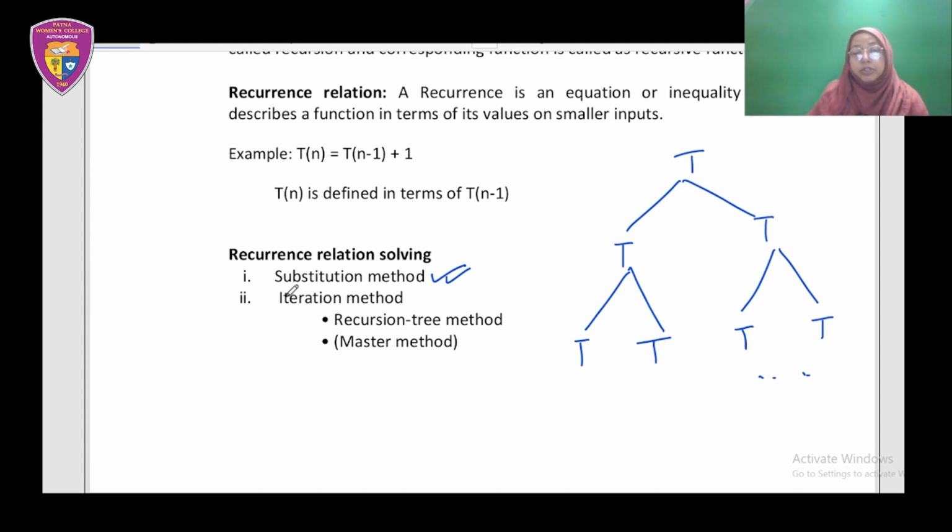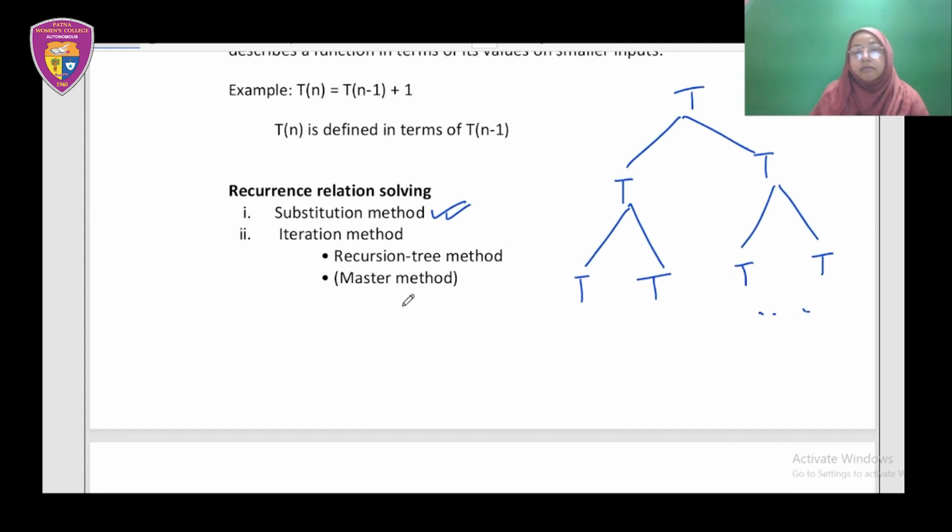Okay, so recurrence relations are solved. First one is substitution method, and then another is iteration method. And in iteration method, we can have recurrence tree method, as well as another method known as master method. So we'll discuss now just the substitution method, and the others we will do later.